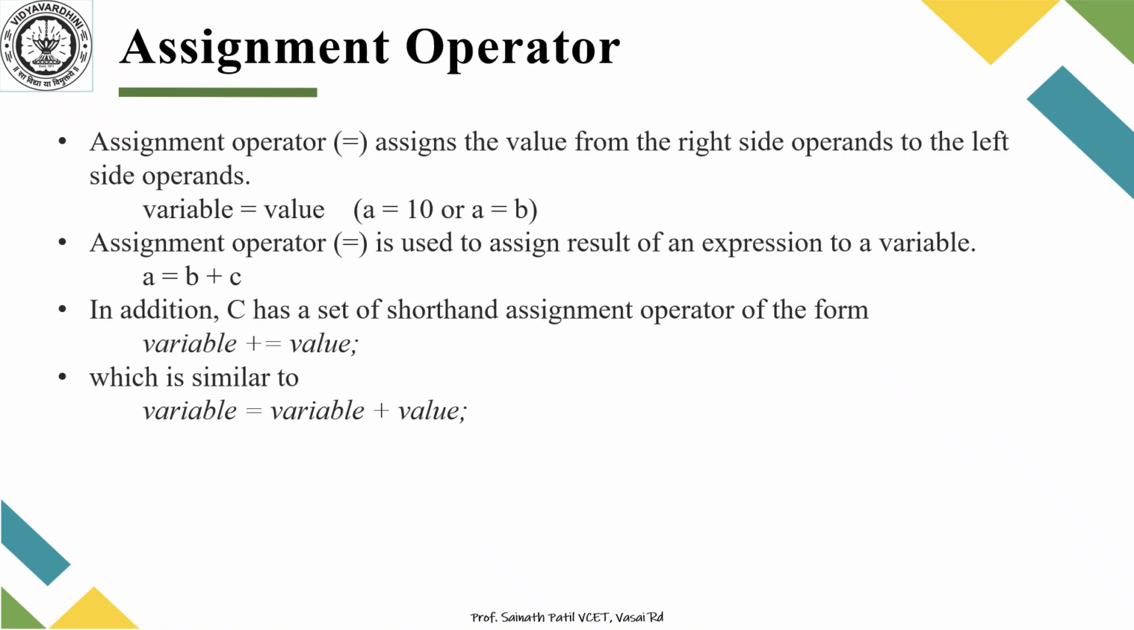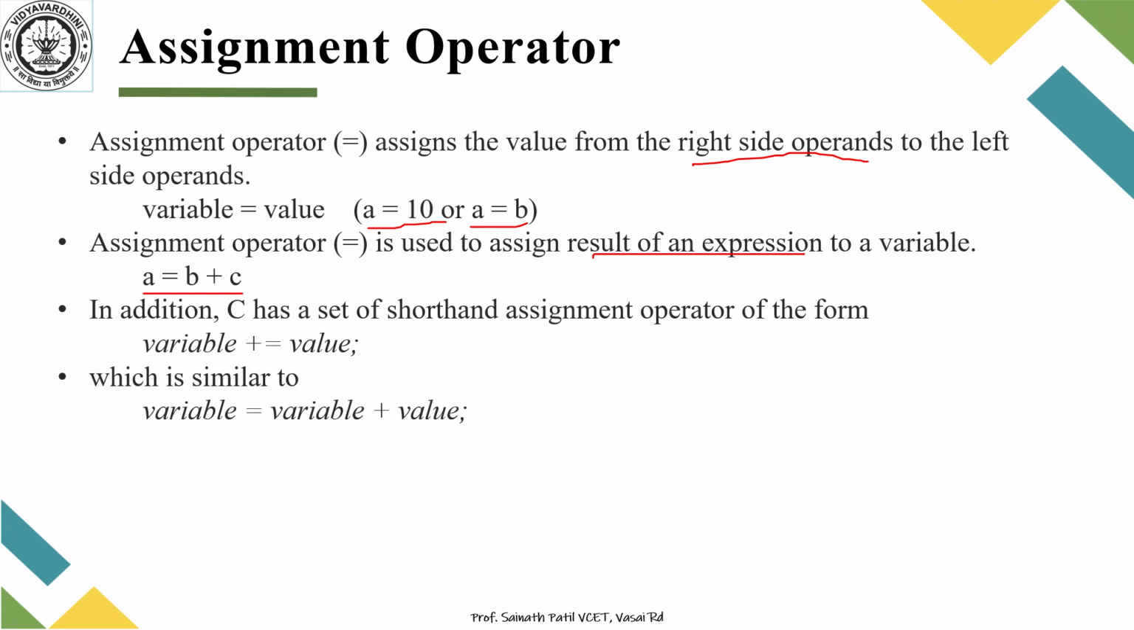Assignment operator assigns a value from right side operand to left side operand, such as variable is equal to value, that is, a is equal to 10, 10 will be assigned to a, or a is equal to b, that is, value of b will be assigned to a. Assignment operator is also used to assign result of an expression to a variable. For example, a is equal to b plus c. That means result of addition will be assigned to a.